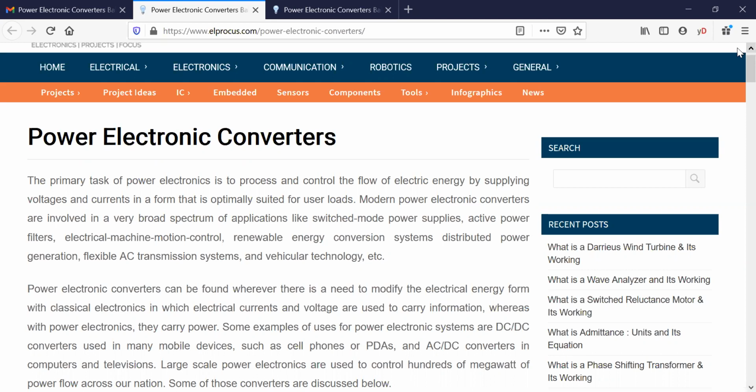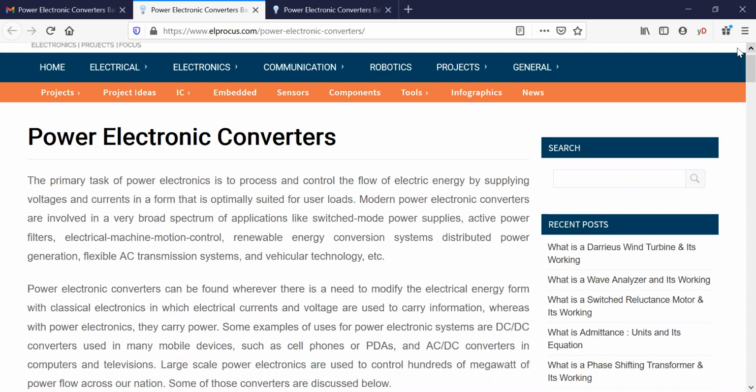Power electronic converters can be found wherever there is a need to modify electrical energy. In classical electronics, the two parameters, the electrical current and the voltage, are used to carry the information, whereas power electronics carries power.